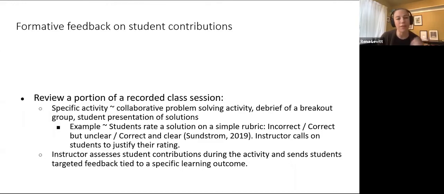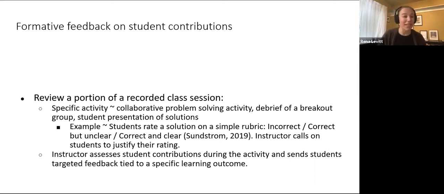So one example of an activity that I love to do in my classes is I'll ask students to rate a solution, either one that I've put together or maybe another student's solution, on a very simple rubric. I got this from Sundstrom's book on mathematical reasoning. And the rubric is: is it incorrect? Is it correct but unclear? Or is it correct and clear? So students will give that quick rubric rating, and then I'll call on them to tell me why they rated it the way they did.